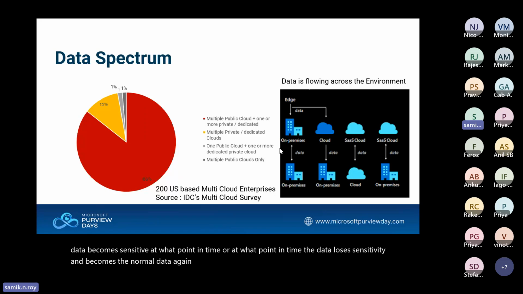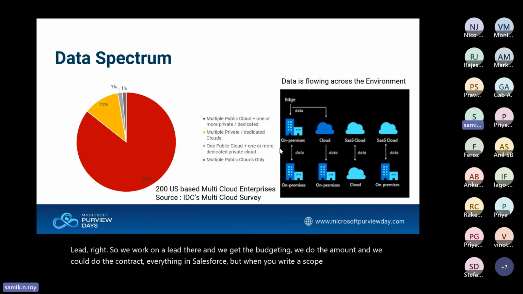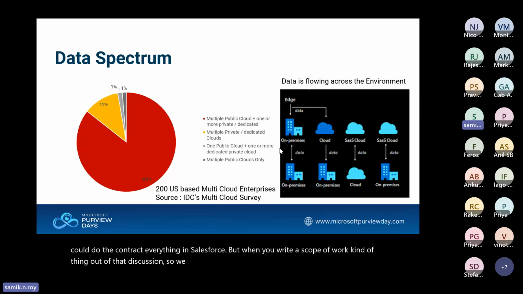Just to give you a good example, let's say we are working on a Salesforce lead, right? We work on a lead there, and we get the budgeting, we do the amount, and we do the contract, everything in Salesforce. But when we write a scope of work out of that discussion, we gist out what is technically required. So we don't take out any sensitive information like how much the customer is charged, or what the billing definition is, and things like that.